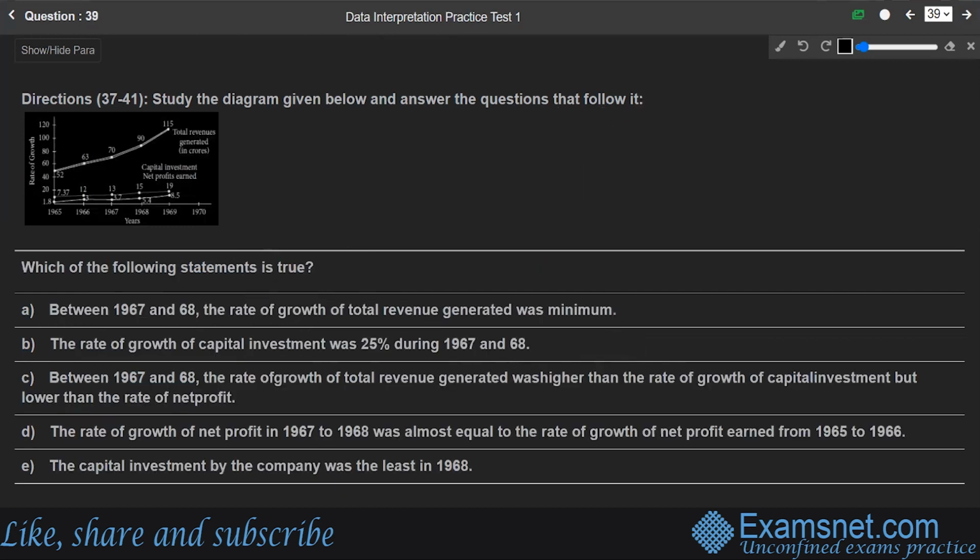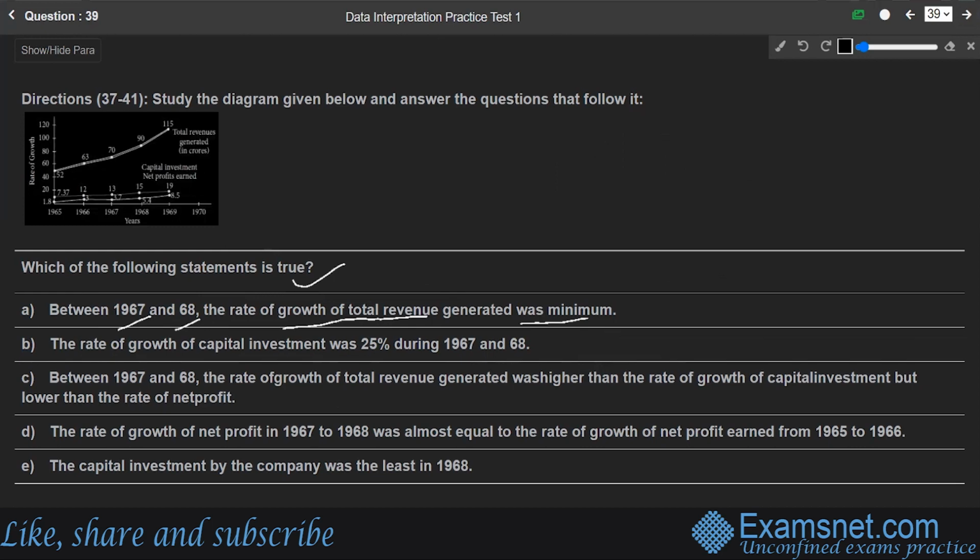Now, for the same data, we have to verify which of the following statements is true. So let us verify the statements. First: between 1967 and 68, the rate of growth of total revenue generated was minimum. That is, from 67 to 68, the rate of revenue generated was minimum. This is what we have to verify.